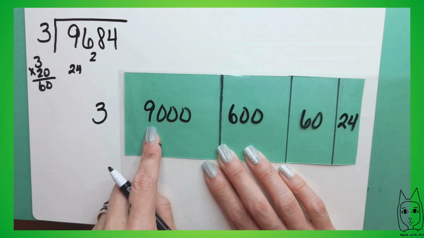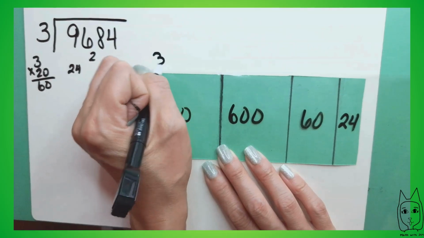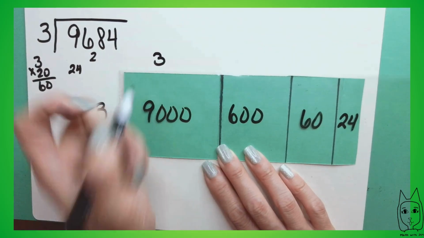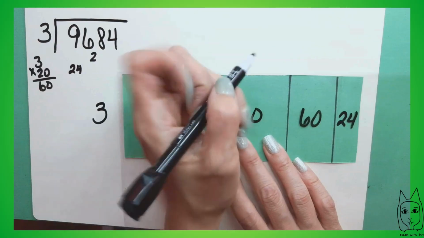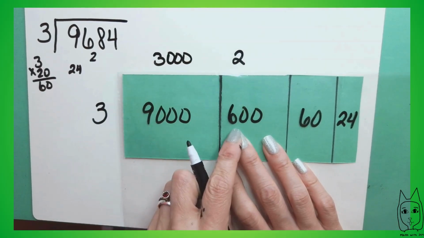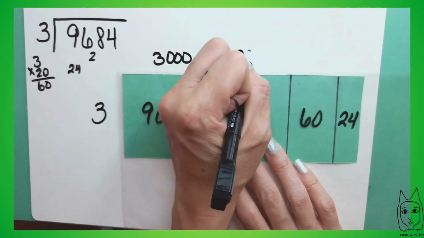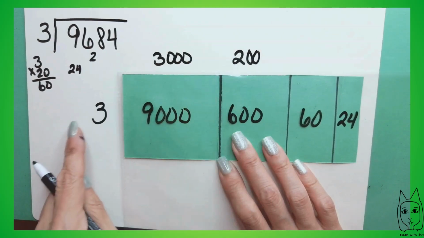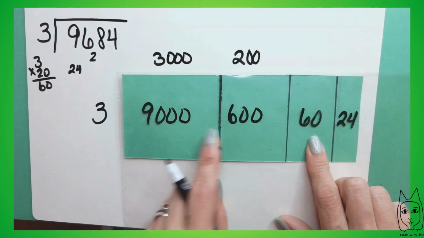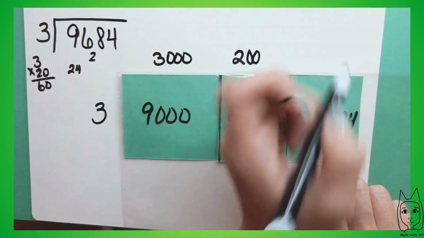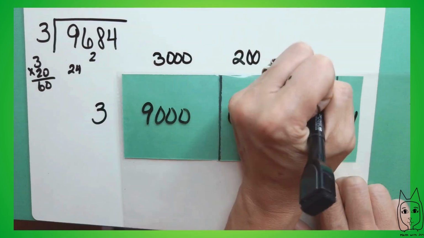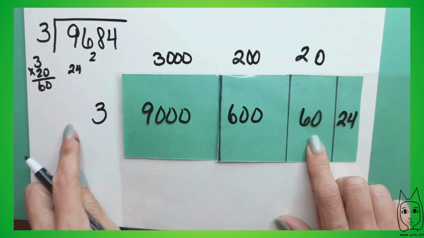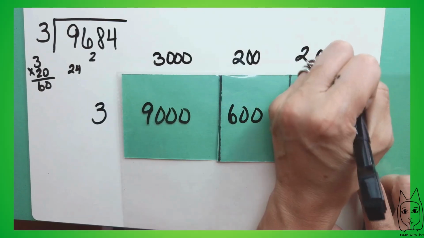You know, 3 goes into 9 3 times. And because we need 9,000, this needs to be 3,000. 3 goes into 6 2 times. 2 times 3 is not 600. So I know this 2 needs to be 200 because 3 times 200 is 600. 60, 3 goes into 6 2 times. 2 times 3 is not 60. So I know that this needs to be a 20 because 20 times 3 is 60. I know 3 times 8 is 24.